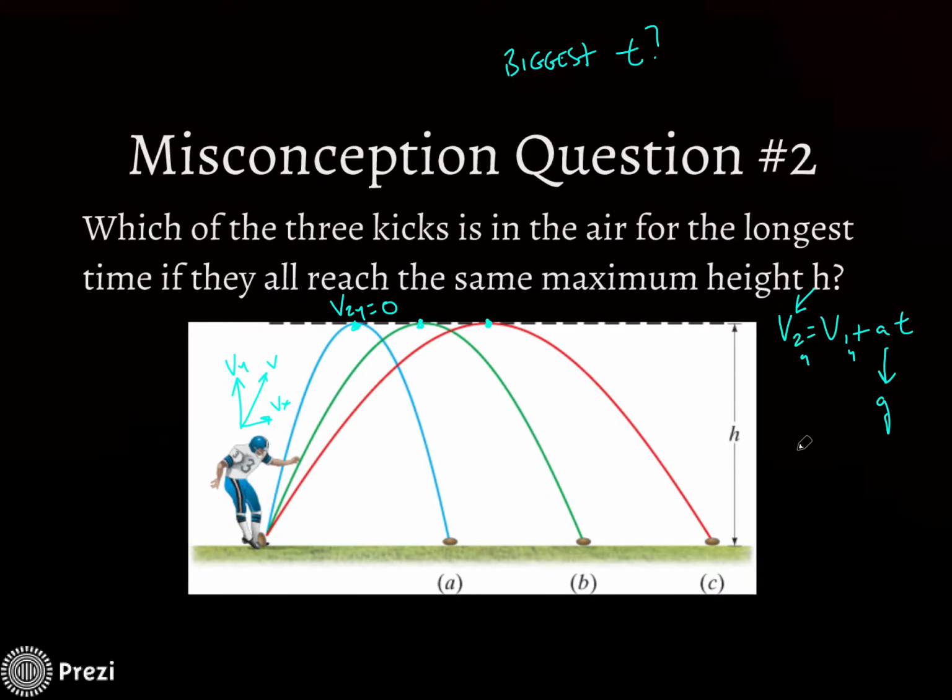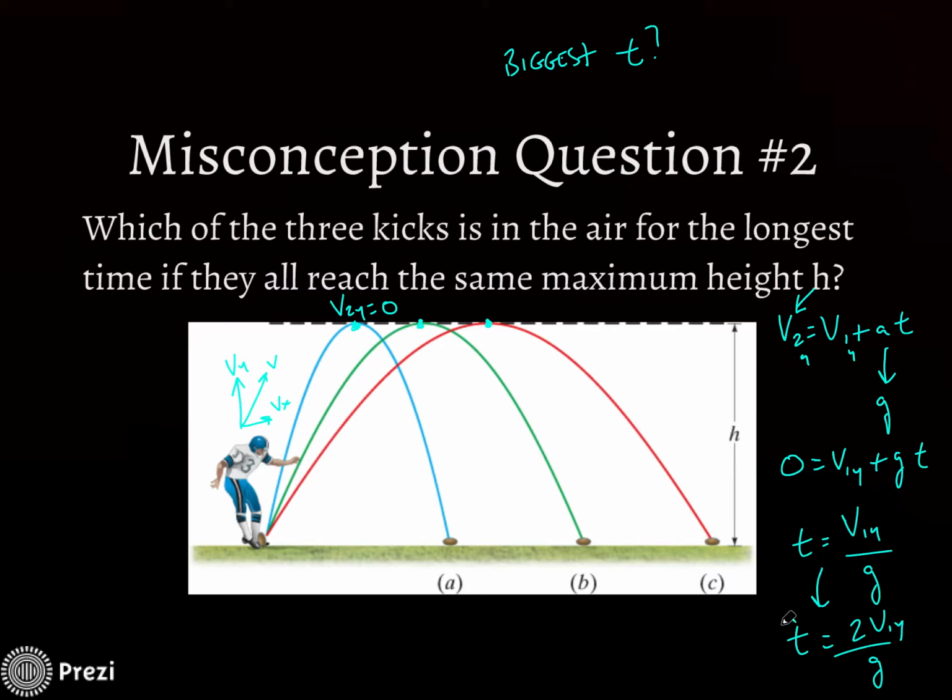So this means that v2y is zero for all of these. The initial velocity is the same for all of them, but I'm just going to put v1y plus gt. So in other words, this means that the time up is just going to be v1y over g. And we know that to find the time up and down, you just double that. So the total time is really 2v1y over g. Obviously, these are all kicked on Earth, so g has to be the same for all of them. True story? And we just said that if they all reach the same height, the v1y component, the initial component in the y direction, all has to be the same.